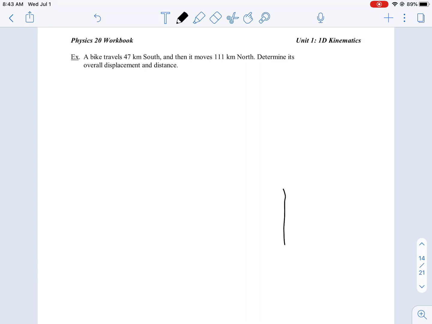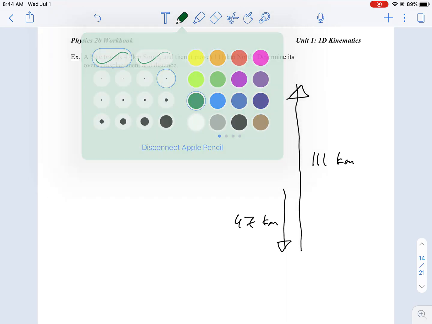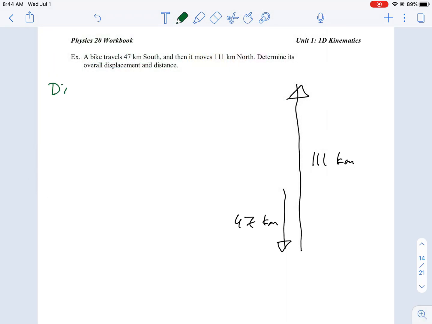It travels 47 kilometers south. And then from there, it goes 111 kilometers north. Like that. Good. I'm going to reverse the order here. I'm going to do overall distance first, if you don't mind. Let's do distance, because I'm giving you two distances right here. So this is a pretty straightforward one.